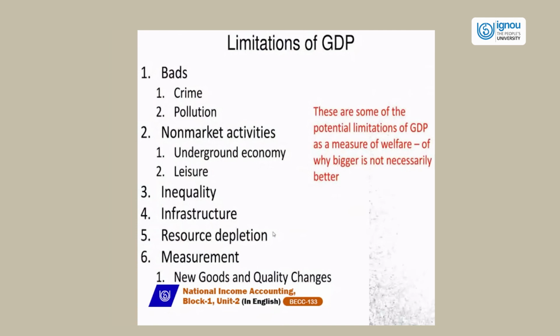So we can conclude from today's session that national income can be estimated by three methods: value added method, income method, and expenditure method. And there are so many aggregates of national income like GDP, GNP, NDP, and NNP at factor cost, which is known as national income. Thank you.